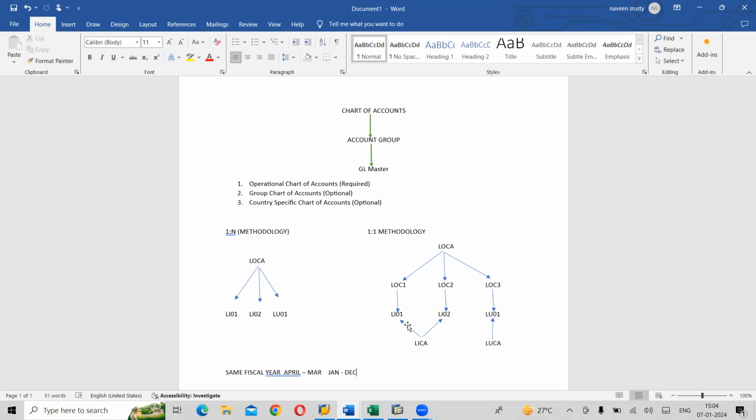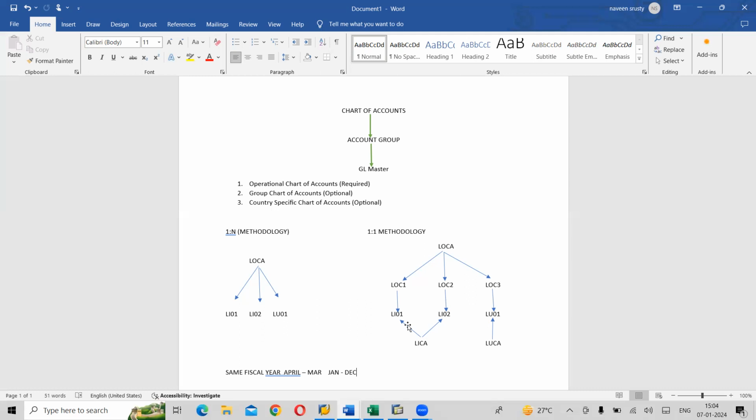Yes. Clear? So write down the first one, operational chart of accounts. We will have a definition; the next we will discuss again. Operational chart of accounts is a mandatory chart of accounts for every company code.